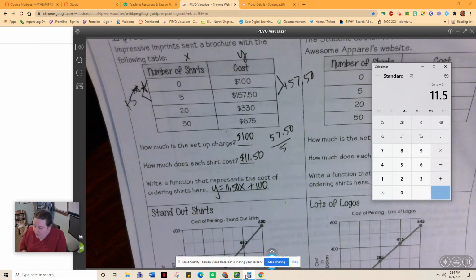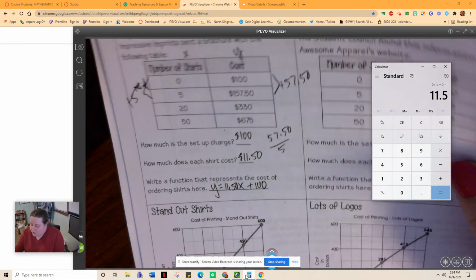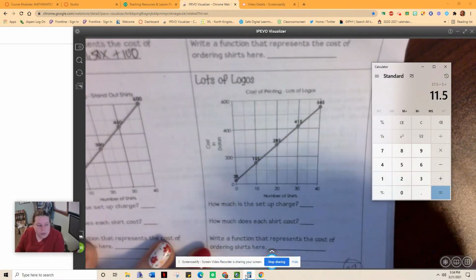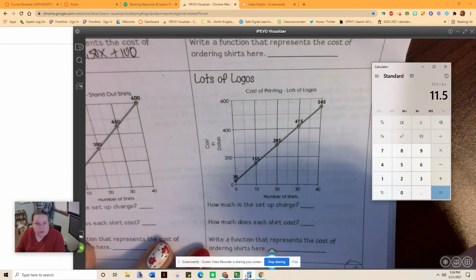equation or function. So now we're going to do this and we're going to look at a graph. So I'm going to skip down here to lots of logos. So setup charge is the y-intercept.